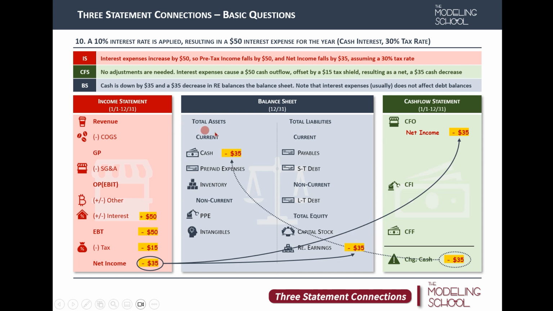And one last thing to note is that interest expenses do not affect debt balances. So no changes to long-term debt balances, unless it's a payment-in-kind interest or something like that.